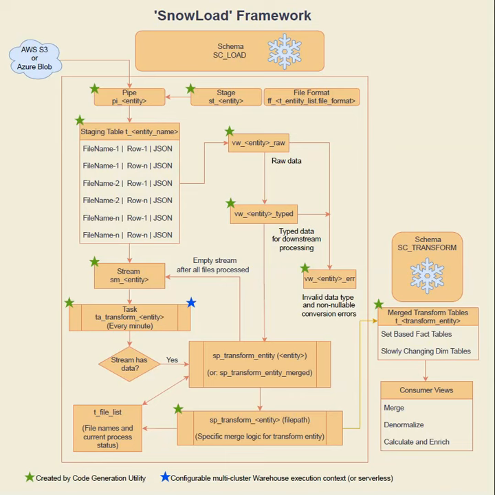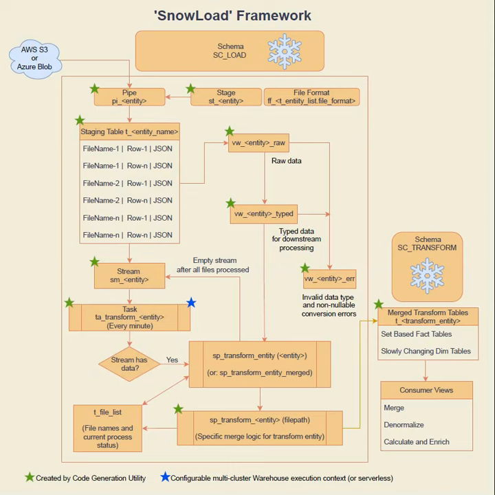The CodeGen process creates a stream for every staging table. The stream acts as a trigger for downstream processing to indicate that new data is available for transformation processing. A task object is created for every staging entity which runs every minute. It queries the stream via the no-cost cloud service layer function SYSTEM$STREAM_HAS_DATA, which returns true if the underlying staging table has new data.